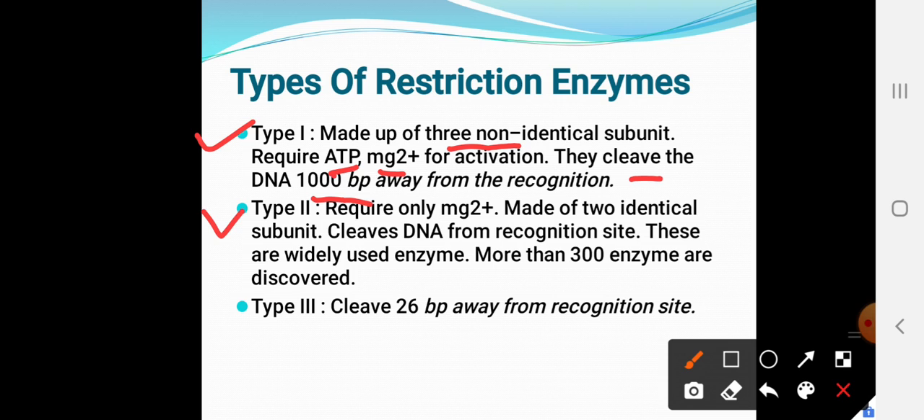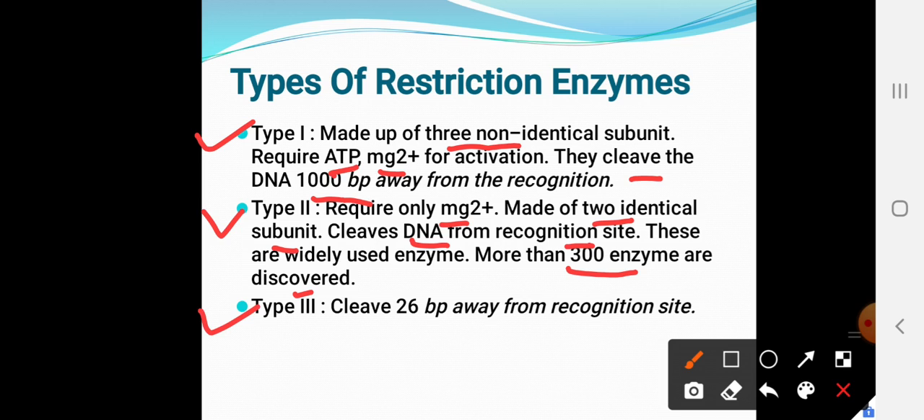Type 2 restriction enzymes only require Mg2+ ion for activation. They are made up of two identical subunits and cleave the DNA at the recognition sites. More than 300 enzymes have been discovered among the type 2 restriction enzymes.